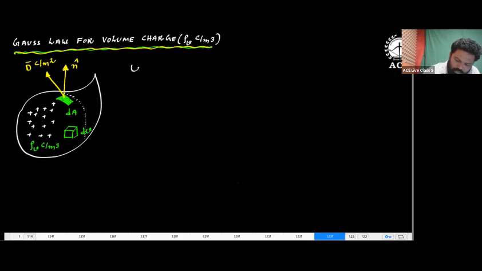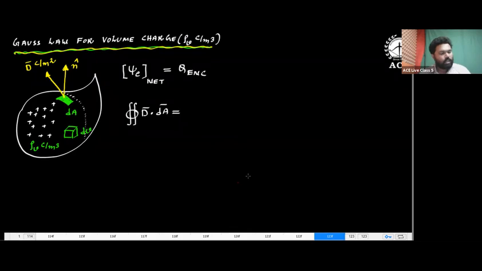Now what is this Gauss law? Net electric flux coming out of any closed surface is equal to charge enclosed. So what is the net electric flux beta? Surface integral of D dot dA over the closed surface is equal to the charge inside. What kind of charge is there? There is a volume charge. If the volume charge is there, how can you find out the total charge? By performing a volume integral of rho V into dV.